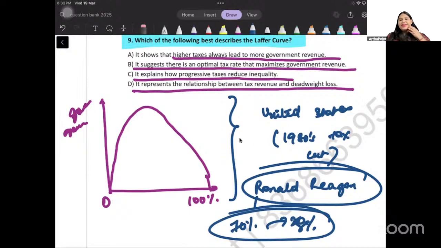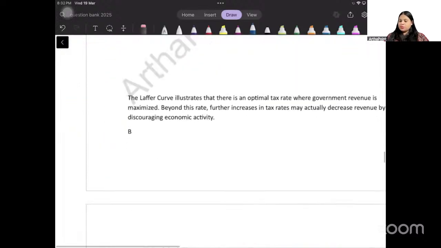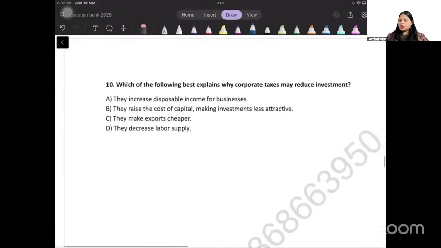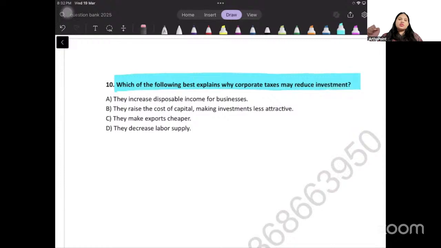Okay. Now let's go to the next question, beta, question number 10. Which of the following best explains why corporate tax may reduce investment? They increase disposable income for business. They raise the cost of capital, making investment less attractive. They make export cheaper. They decrease labor supply. Try to answer this.